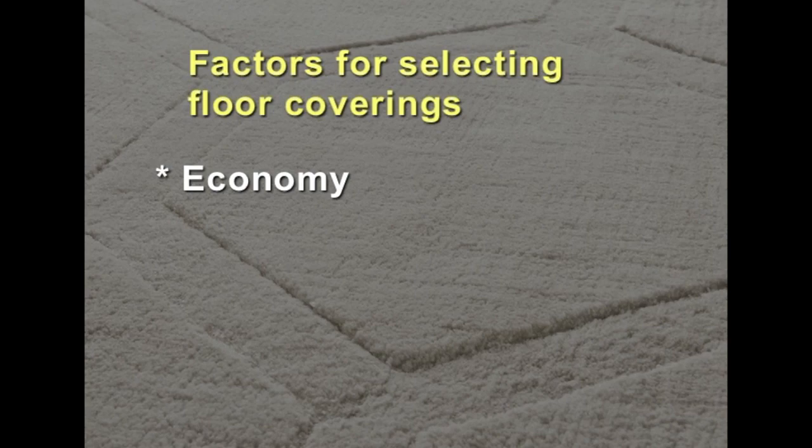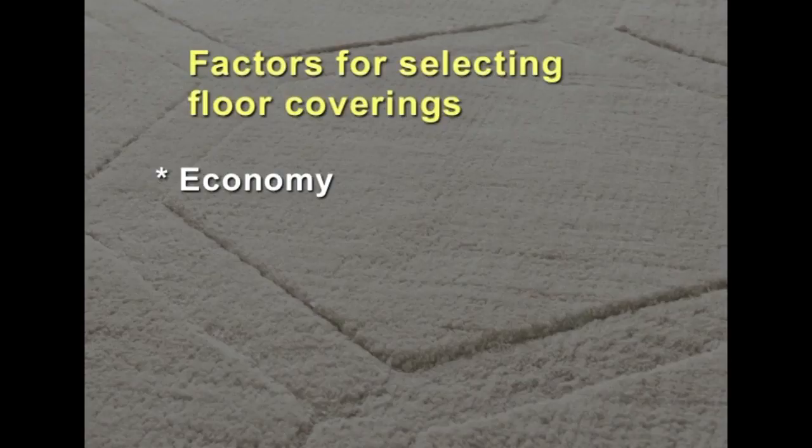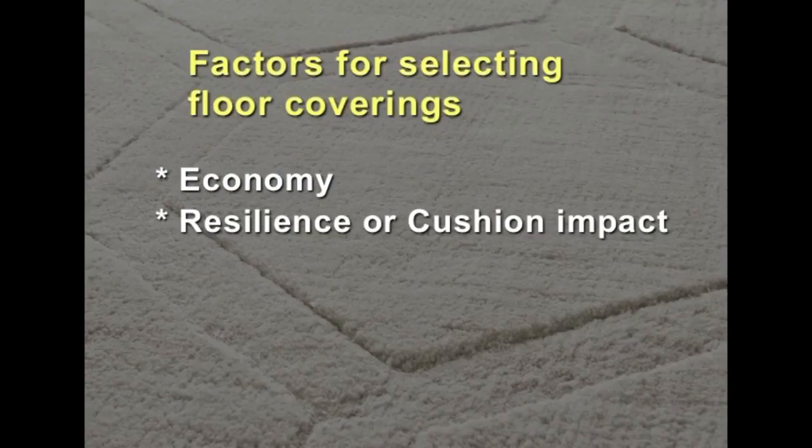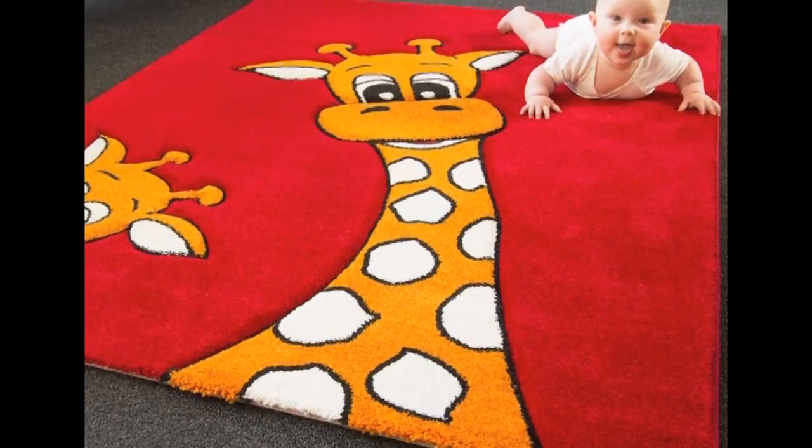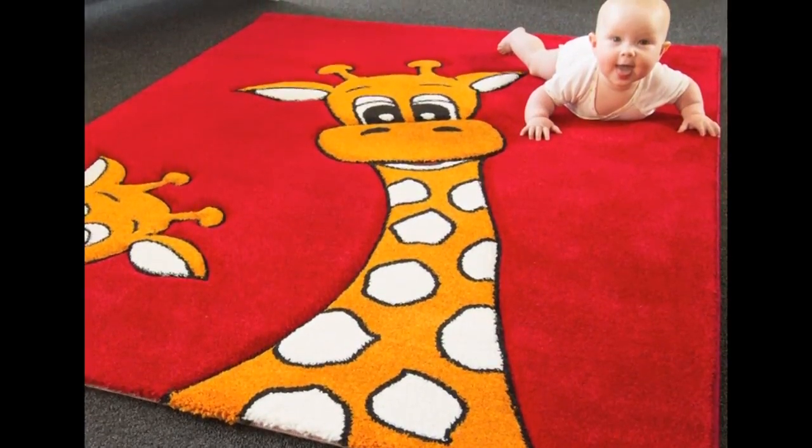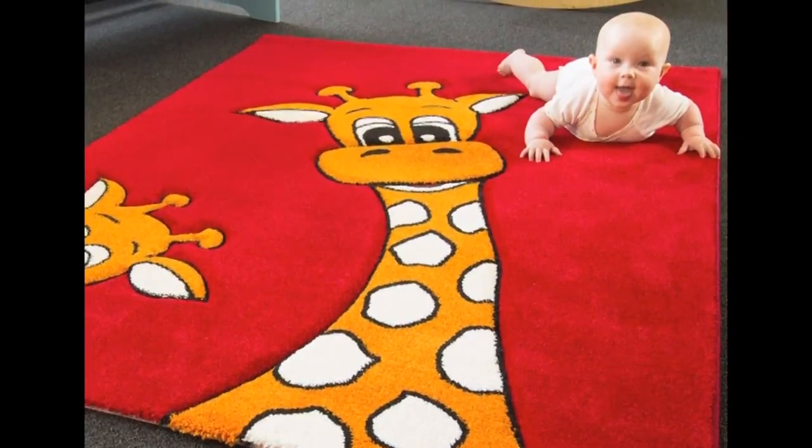The first one is economy. Although the cost of the floor covering is important, at the same time, the economy of upkeep is equally important. Natural colors are the best ones. The second one is resilience or cushion impact. It is a degree of springiness with which a carpet returns to its original condition after weight is removed. It reduces the foot fatigue. It is especially good for children because they do not get hurt when they fall.